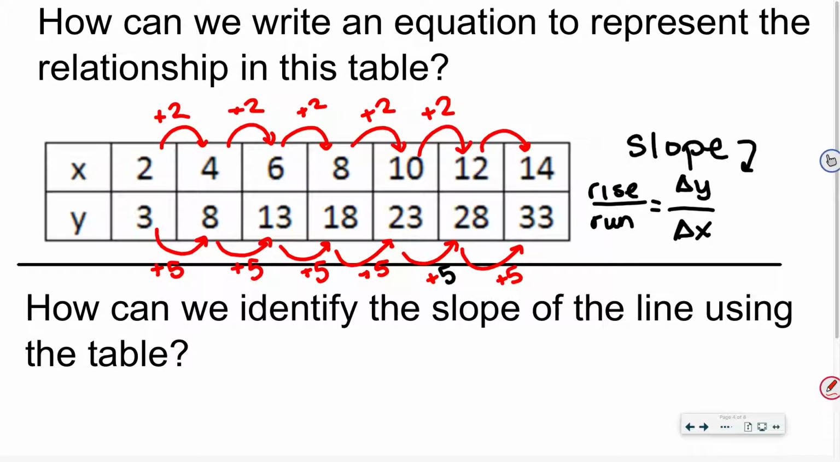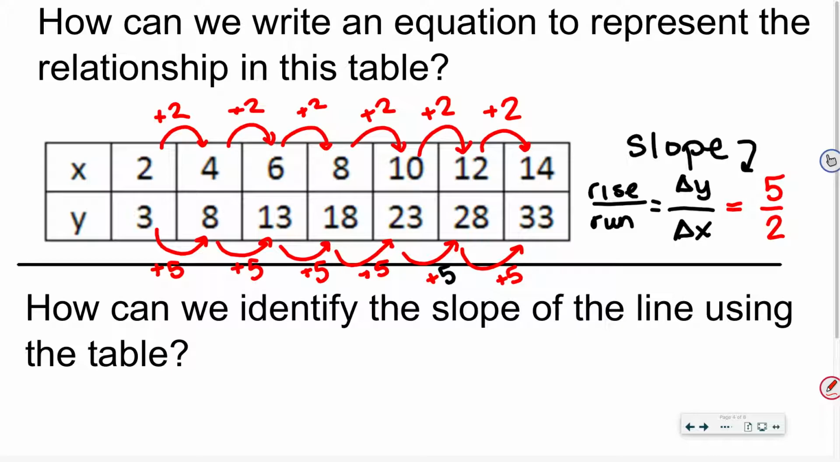So from this information, how would you represent the slope? If I represent my slope as the rise over the run, or the change in y over the change in x, what would the slope be for this relationship? Ibrahim? 5 over 2. Do we agree?